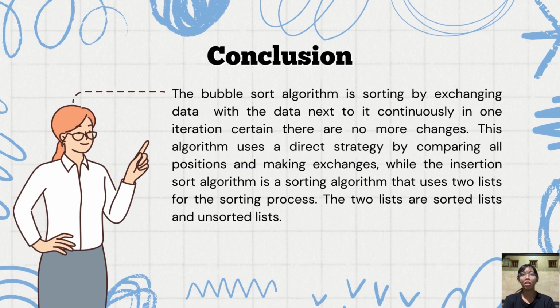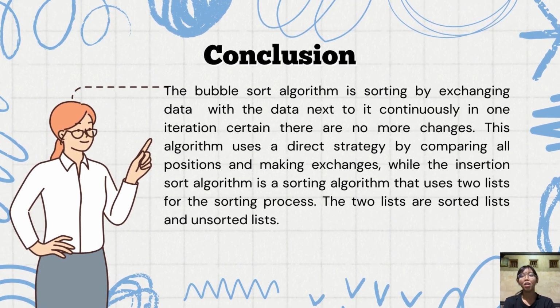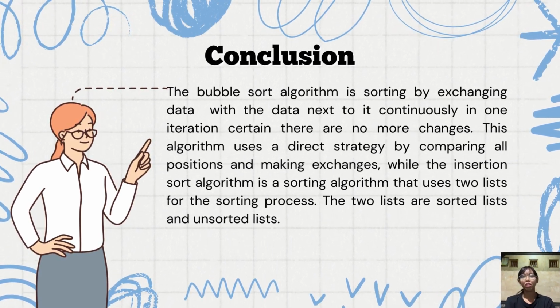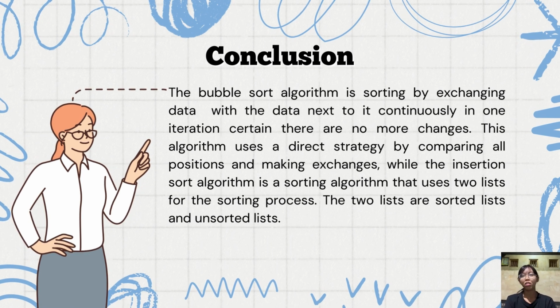Conclusion: the bubble sort algorithm sorts by continuously exchanging data with the data next to it, until in one iteration there are no more changes. This algorithm uses a direct strategy by comparing all positions and making exchanges, while the insertion sort algorithm is a sorting algorithm that uses two lists for the sorting process. The two lists are the sorted list and the unsorted list. That is all, and thank you.